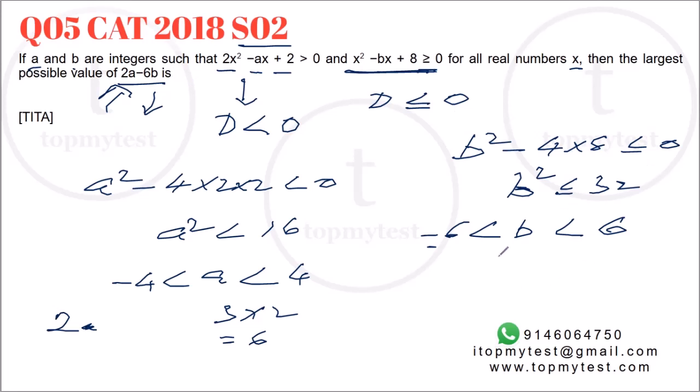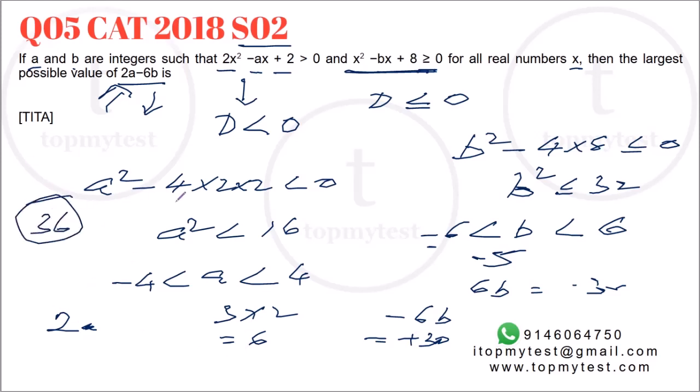Lowest value of 6b, smallest value of b will be minus 5. 6b will be minus 30. Minus 6b will be plus 30. Right? So 6 plus 30, 36 is your correct answer.